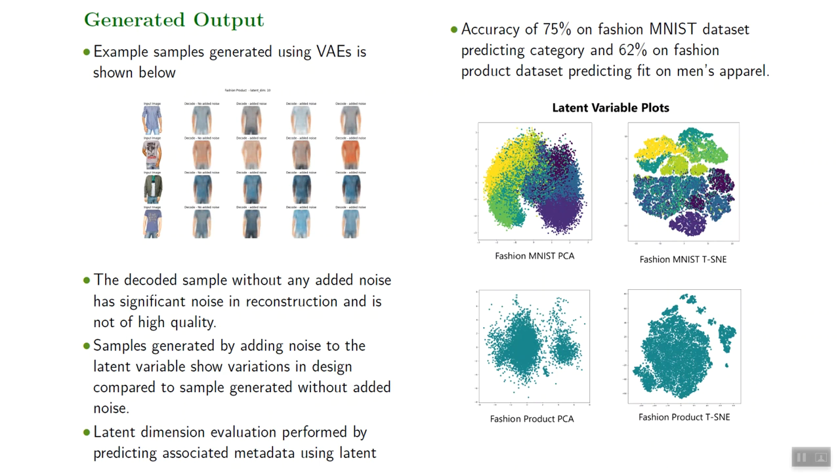One other thing that was tried to evaluate the latent variable was to try to build a predictive model using the latent variables to see if they can predict any metadata. On the fashion MNIST dataset, I was able to achieve an accuracy close to 75% when trying to predict the product category. On the fashion product dataset, I was able to achieve an accuracy of like 62% when trying to predict the fit of the clothing item.